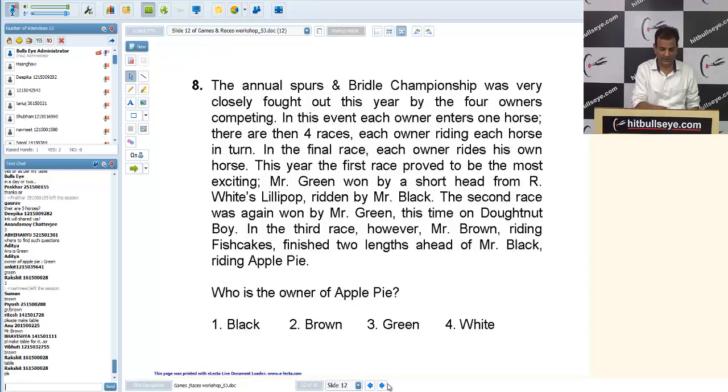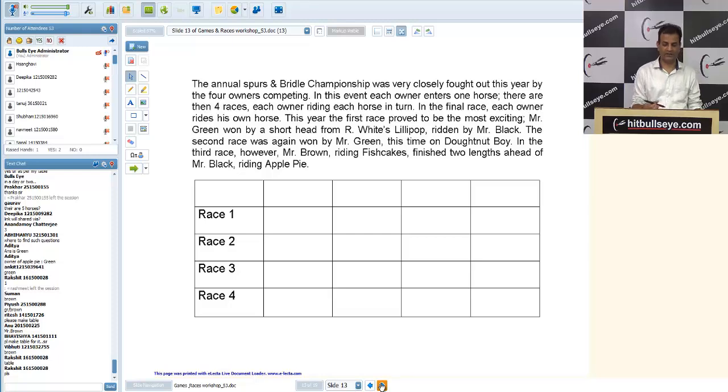Okay, I will make the table. Now data is given. The Annual Spurs and Bridle Championship was very closely fought out this year by the 4 owners. In this event, each owner enters one horse. I have written race 1, race 2, race 3. There are 4 races. In the final race, it is an important thing, students, each owner rides his own horse.